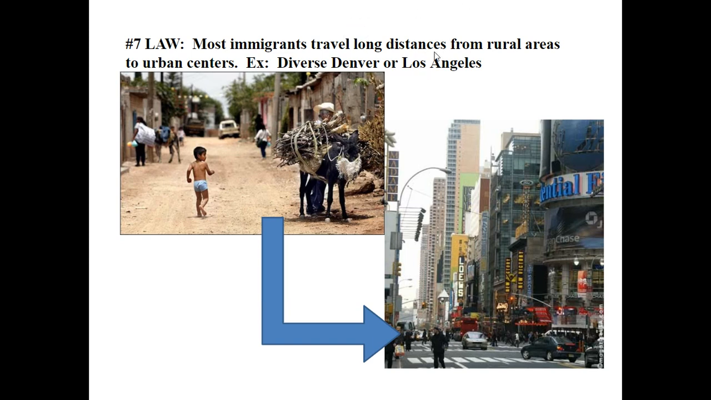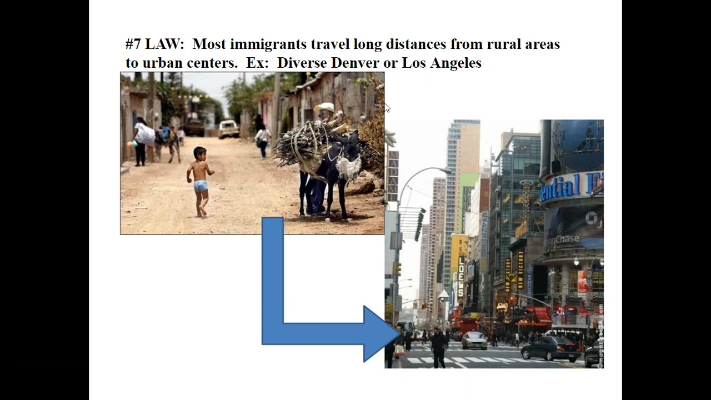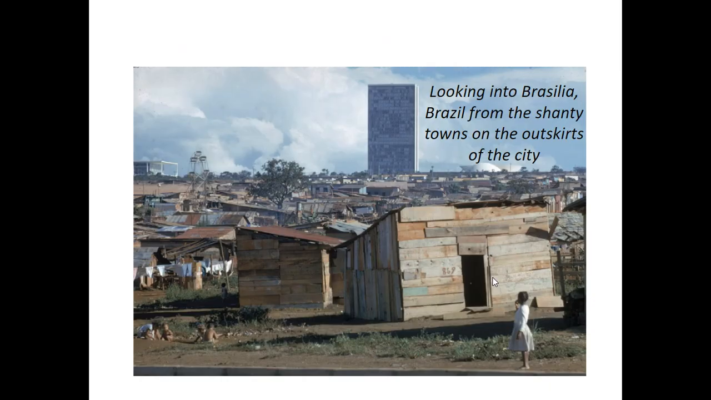Most immigrants travel long distances from rural areas to urban centers. Why aren't you going to stay in that rural area? Because there's no jobs. And then you're going to come to an urban center where there is a job. And because the urban area brings a lot of newcomers, that's what makes Denver so diverse, or Los Angeles so diverse. Lots of people coming from lots of different places and trying to find a job in that large city.